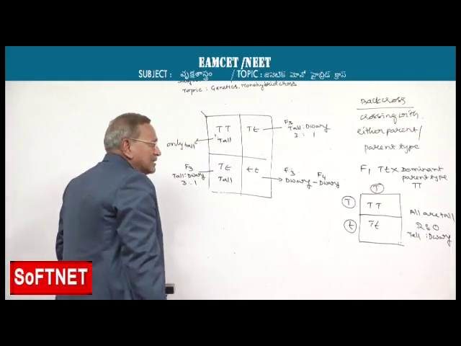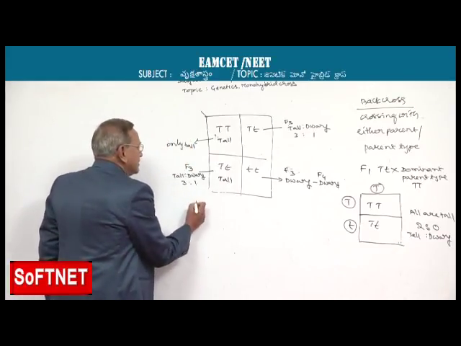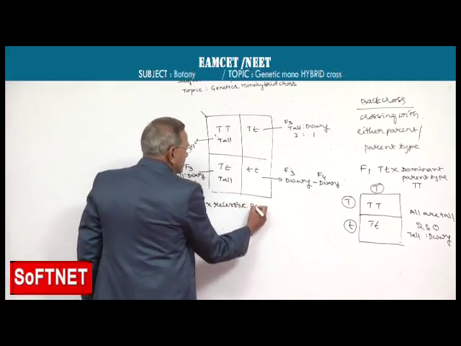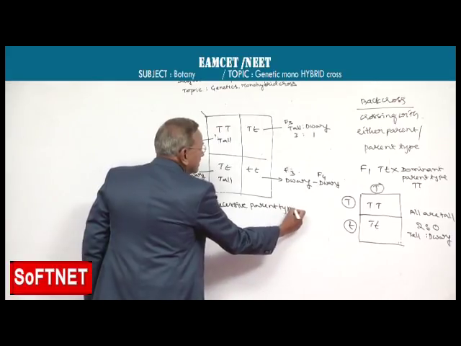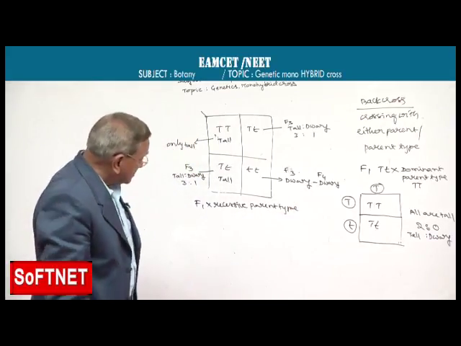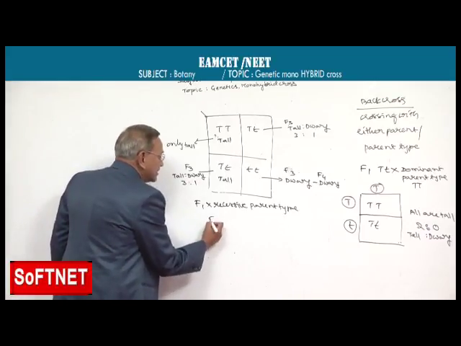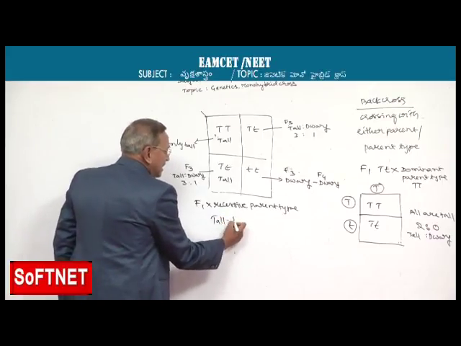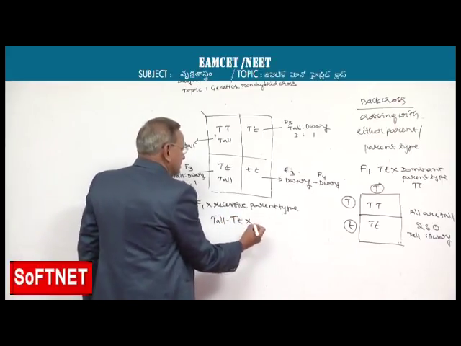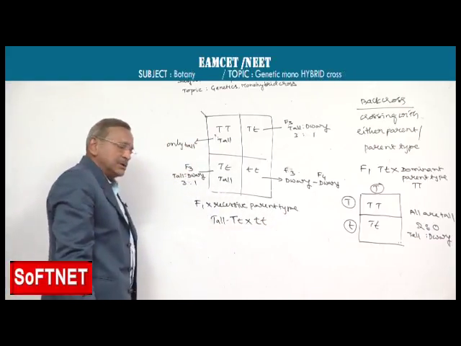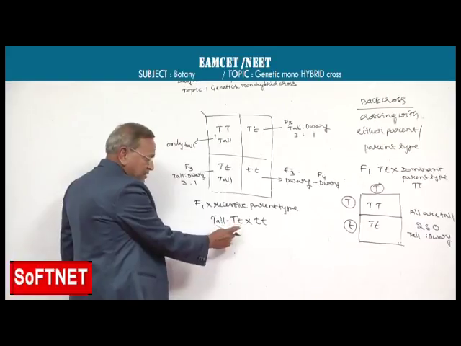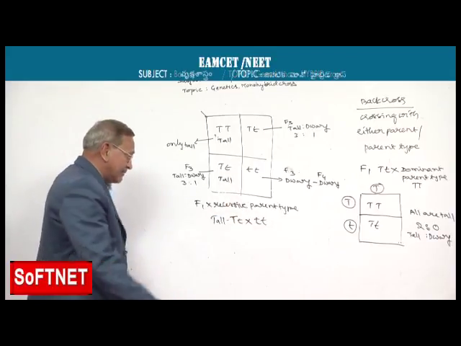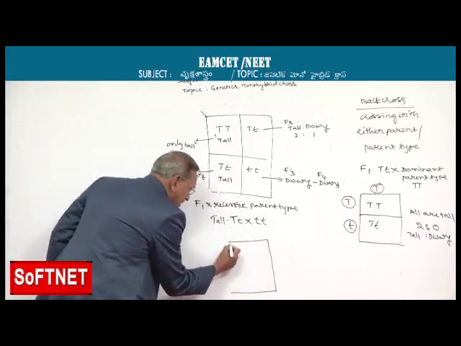When such a cross is made with a recessive parent, when F1 is crossed with the recessive parent type, this is the possible result. This is F1 tall, capital T small t, crossed with small t, the dwarf parent. Since this is heterozygous, it produced two kinds of gametes, and this is homozygous, it produced only one kind of gamete. So this is the Punnett square for that.